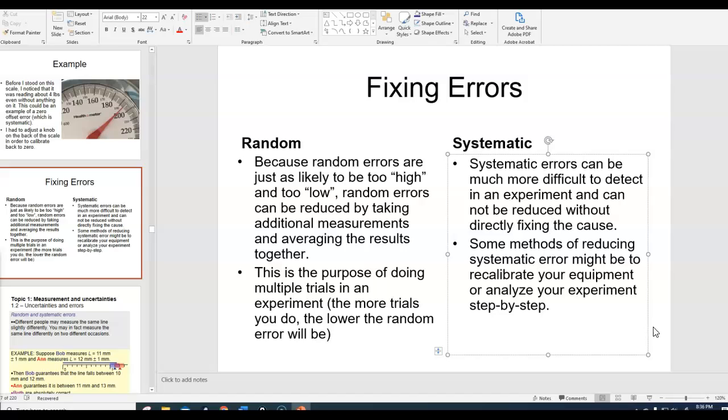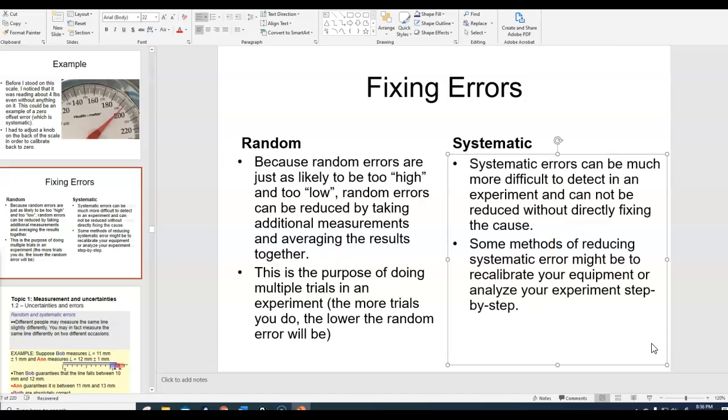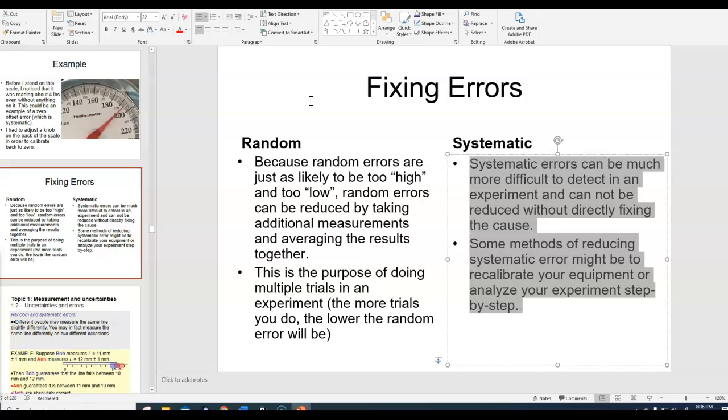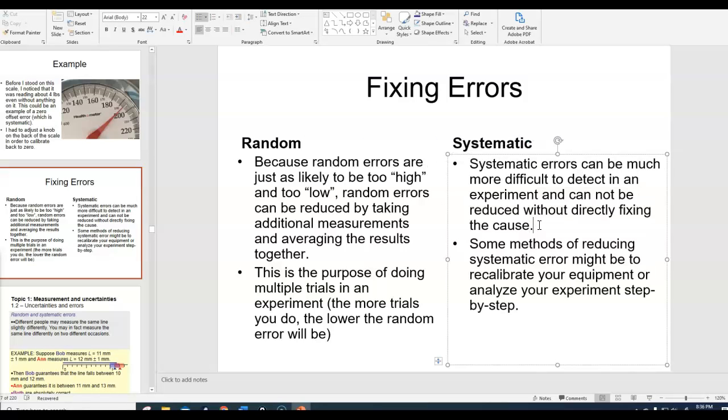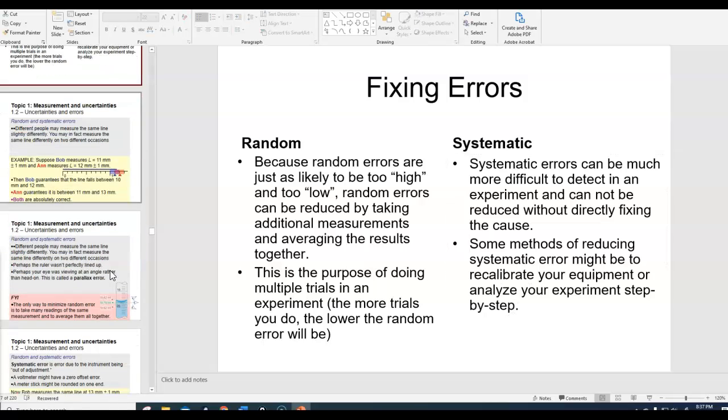Systematic errors are much, much, much more difficult to detect in an experiment. They're much more difficult to fix, because in lots of situations, the person doing the experiment might not even know they exist. I had a professor in college who was part of a team that spent millions of dollars developing dark matter detectors deep underground, and one of the big issues he talked about was fixing the systematic errors that they were not even sure existed. Sometimes you can try to recalibrate your equipment, but depending on what you're measuring, it may not be obvious whether or not you have a systematic error. So you just have to analyze those step by step very carefully.